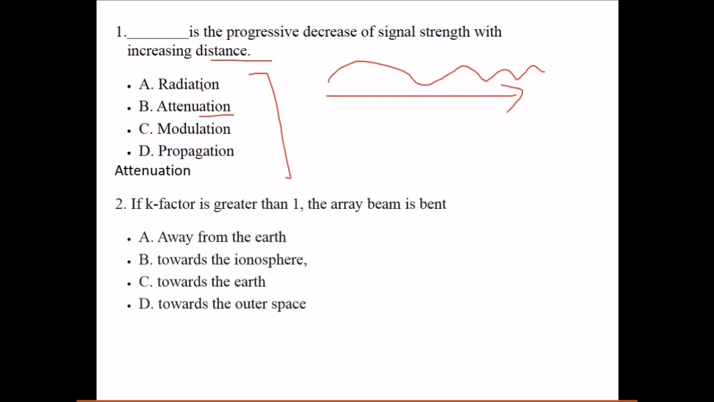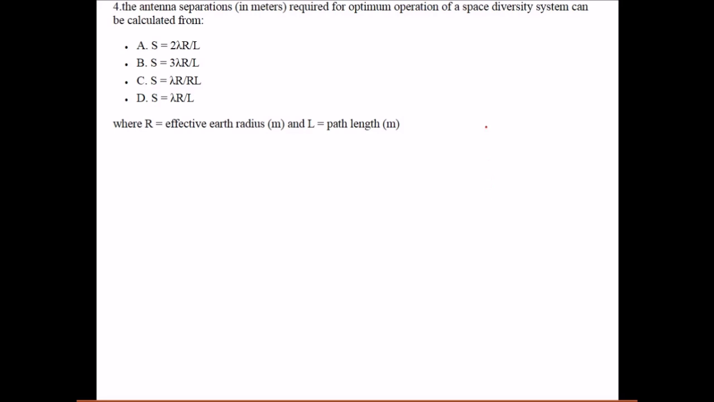This is attenuation. So if K factor is greater than 1, the array beam is bent where? Towards the earth. Okay? This K factor, we'll see about this.